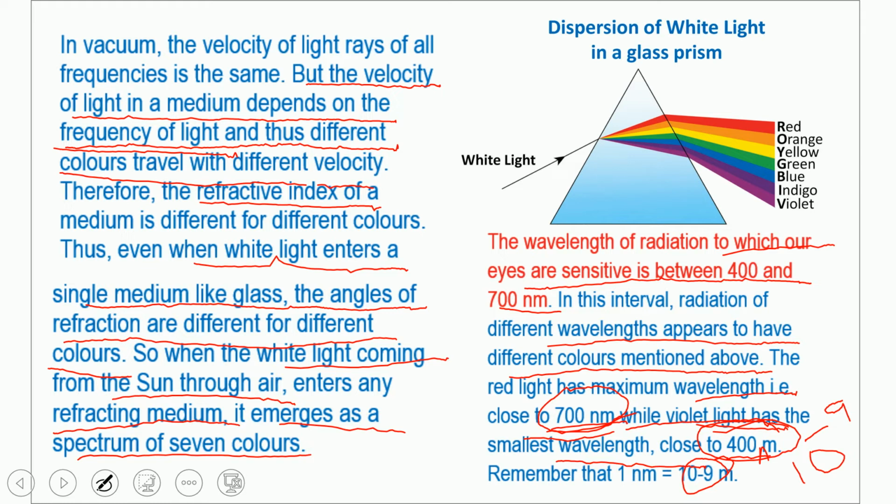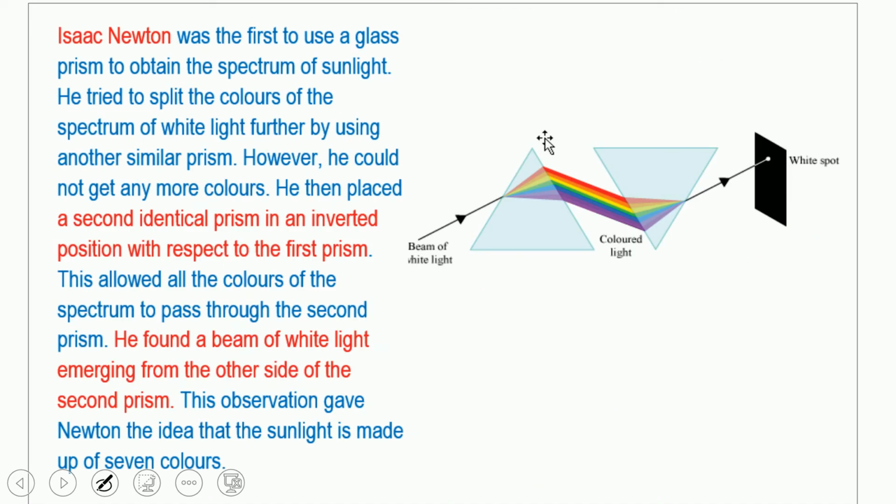So you know that this is divided into the seven colors: violet, indigo, blue, green, yellow, orange and red. Violet is the most deviated, so it is at the bottom of the band, and red is on the top of the band because it is the least deviated. Sure, all of you? Okay. Then the next is Isaac Newton.